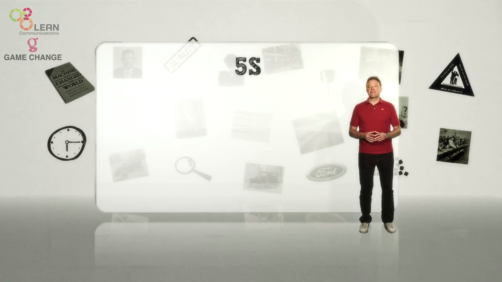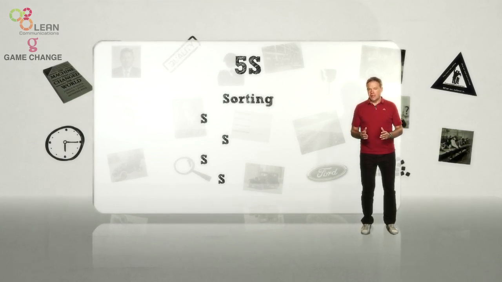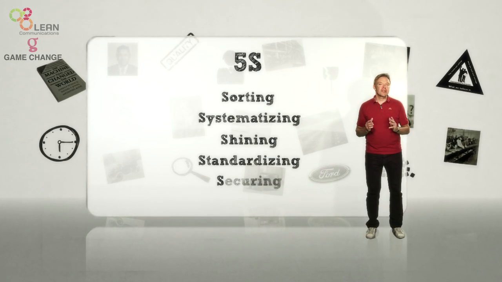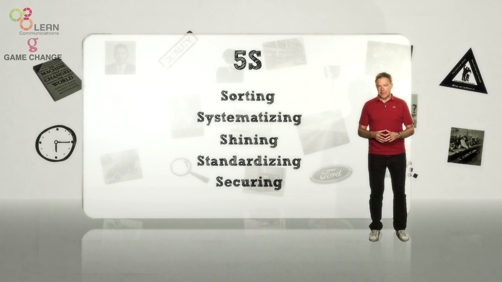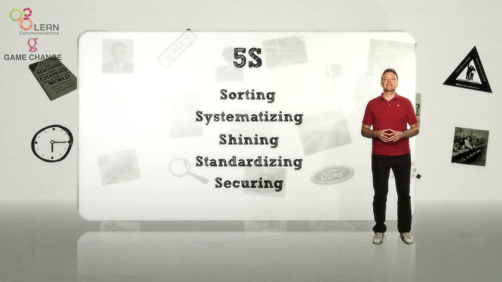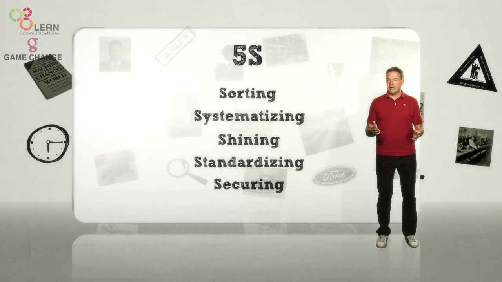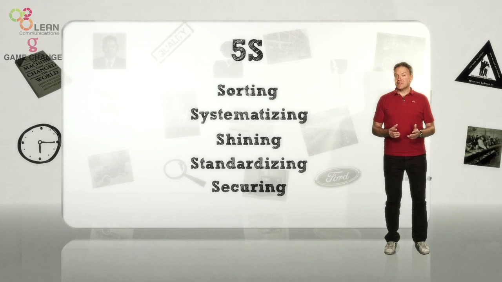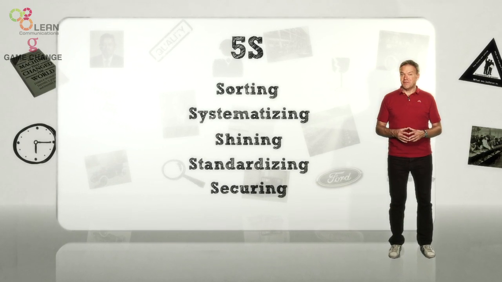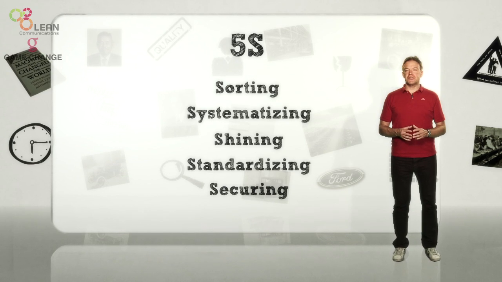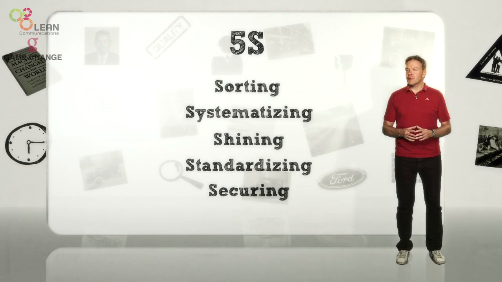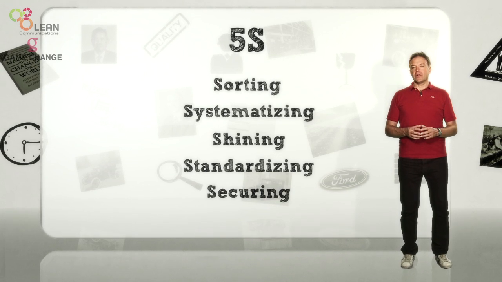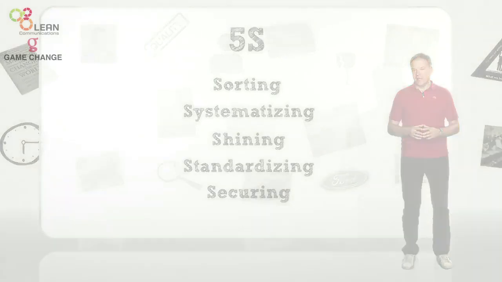The name is derived from the 5 stages: sorting, systematizing, shining, standardizing, and securing the new standards. Briefly stated, 5S is a tool for creating order and tidiness at a work site, so that everything is ready for efficient production. But it's also a step towards changing a work environment and creating a new culture. Let us go through what each of the 5 S's entail.